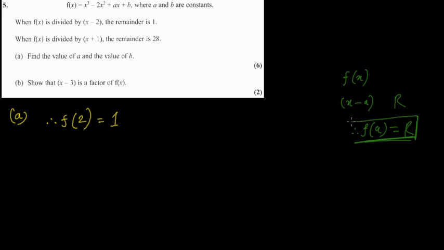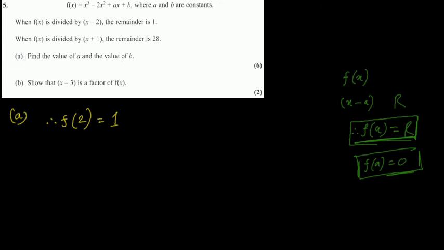So the first one is, when you divide f(x) by x minus 2, the remainder is 1. Therefore f(2) equals the remainder. Remember, whenever you have f(x) divided by x minus a and you have a remainder r, it would always be f(a), the opposite sign of what you're dividing with, and it would always equal the remainder. This is called the remainder theorem. Remember, if it is a factor, then f(a) would be 0, so the remainder would be 0.